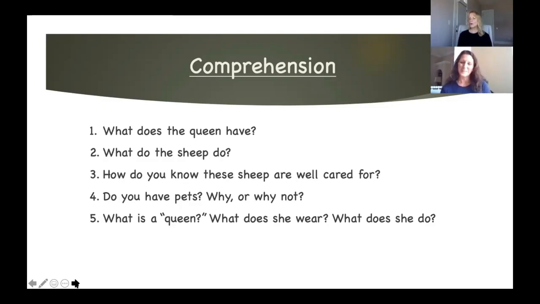Always fun. So, if you circle back to our new phoneme that we learned today, what was that new phoneme? E says E. And what was our key word?